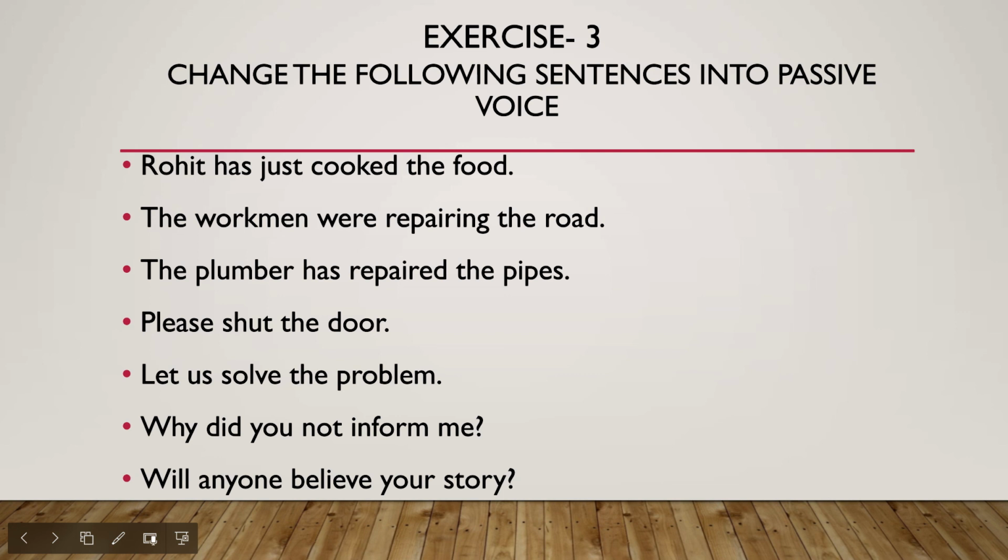In exercise 3, we have 7 sentences. First, Rohit has just cooked the food. Second, the workmen were repairing the road. Third, the plumber has repaired the pipes. Fourth, please shut the door. Fifth, let's solve the problem. Sixth, why did you not inform me? And seventh is, will anyone believe your story? All these sentences are in the active voice and you are supposed to change them into the passive voice.